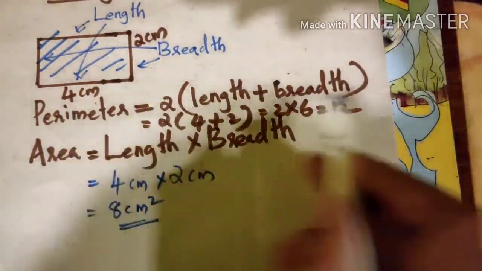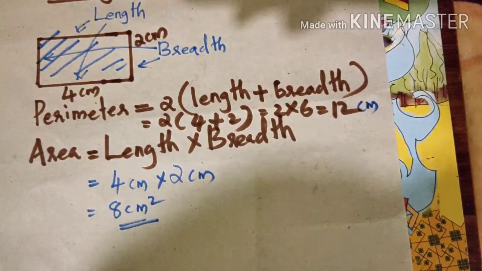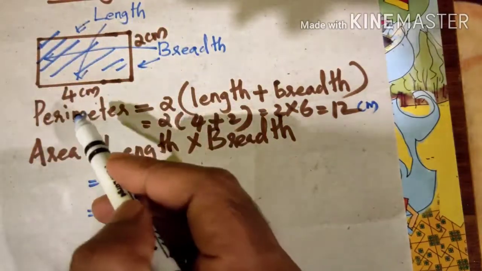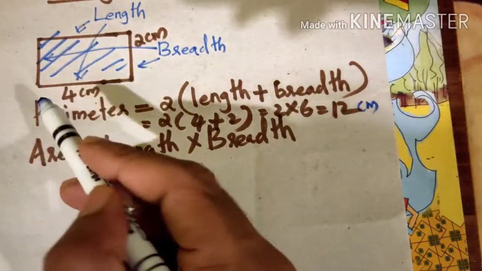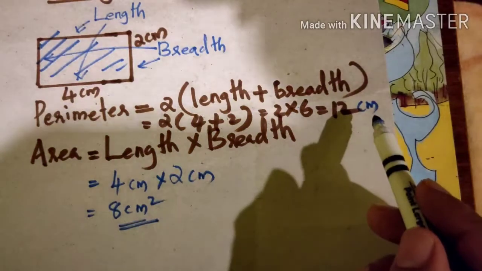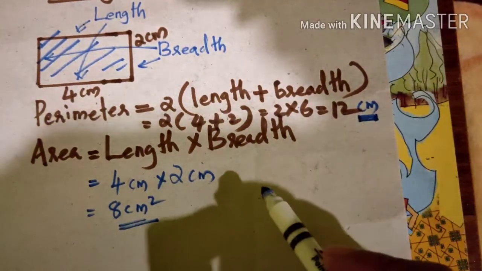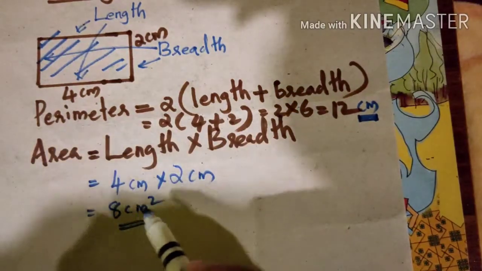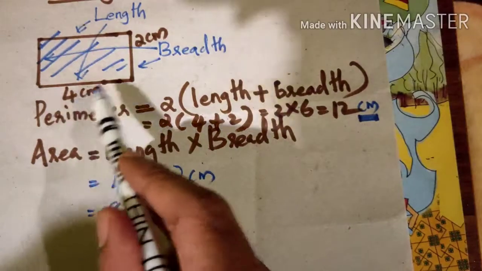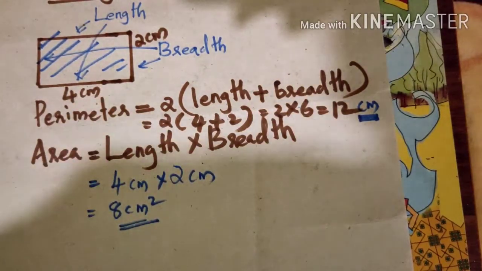Here for the perimeter, the unit will be cm, because we are adding these boundaries, we are adding these sides. So the unit of perimeter will be centimeter, but in the case of area, the unit will be the square of this unit, that is 8 centimeter square.